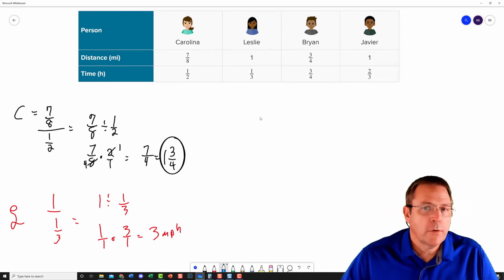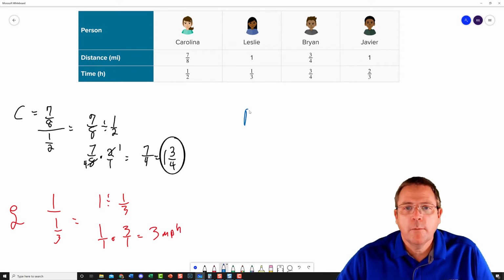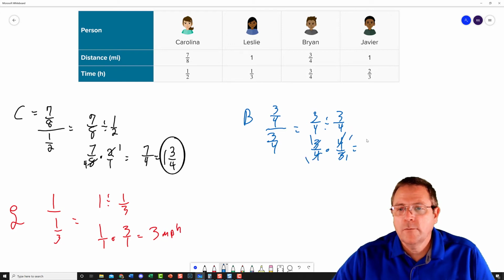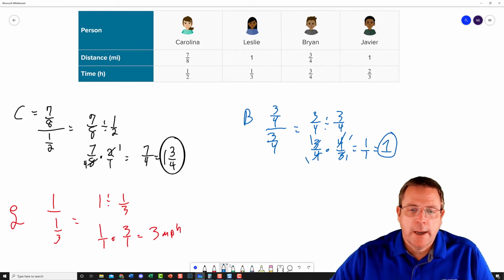Now we're going to move on to our third one. That's going to be Brian. We'll make Brian blue. And Brian did 3/4 over 3/4. From there, we can change that to 3/4 divided by 3/4, also known as 3/4 times 4/3. Simplify before you multiply, and when you do that, all those numbers divide out, becoming 1/1 or just 1. So that means Brian is the slowest kayaker so far.